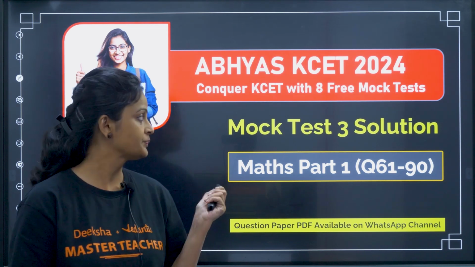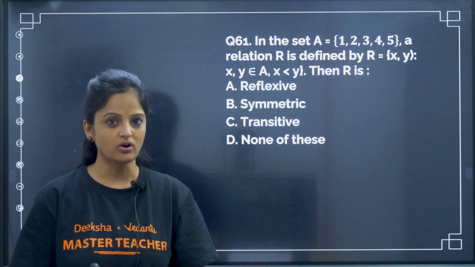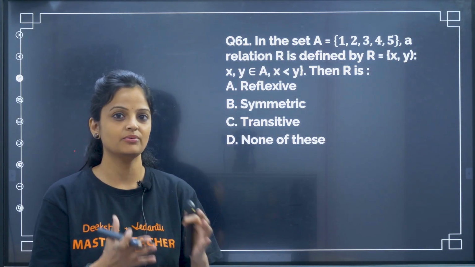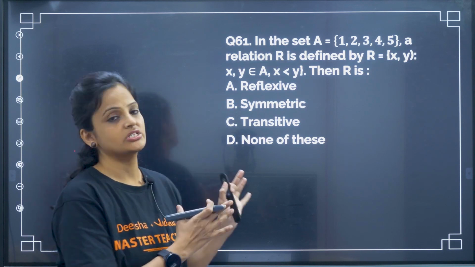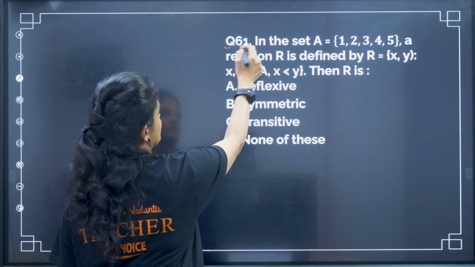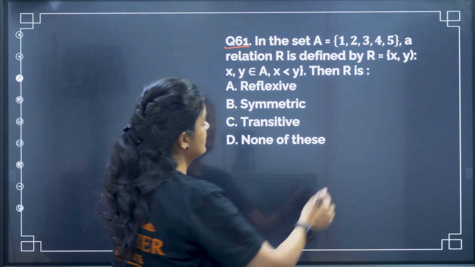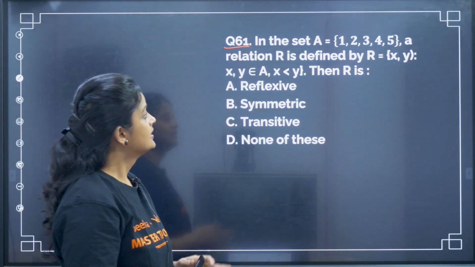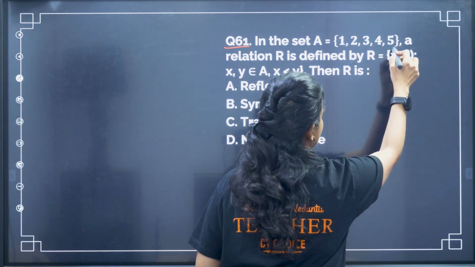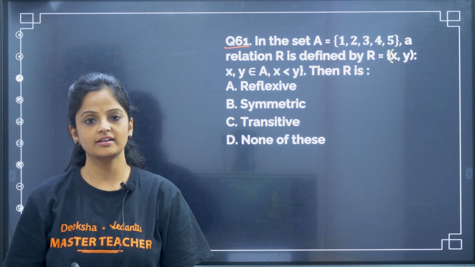So let's begin. Let's see the first question. I think compared to all the mock test papers, this part especially has very simple, very easy questions. You can easily solve them. Okay, so 61st question. In the set A = {1, 2, 3, 4, 5}, a relation R is defined by {(x, y) such that x and y both are in A}.